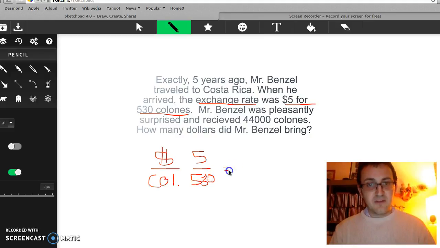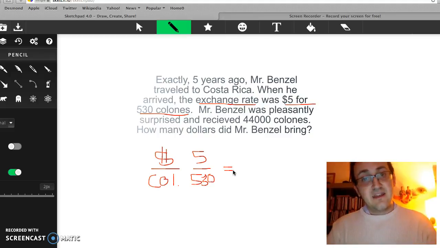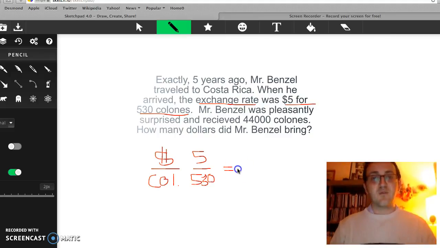So I'm going to say 5 over 530. So we're going to go on and read a little bit more. I was pleasantly surprised to find that I received 44,000 colones. So I'm going to put the 44,000 into the colones row. It's important to think about whether you're going to put it in the dollar or the colones row.